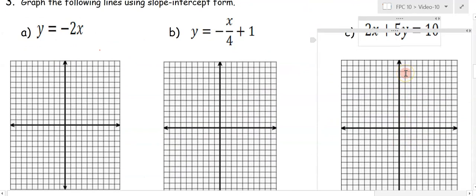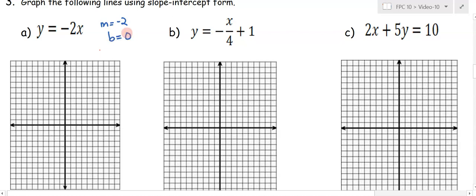You should also be able to graph. So just like we did before, you need to identify your slope and you need to identify your y-intercept. And then to graph, you plot your y-intercept and you count out your slope. Your slope is a fraction. Down 2 over 1, down 2 over 1. And you do that quite a few times.